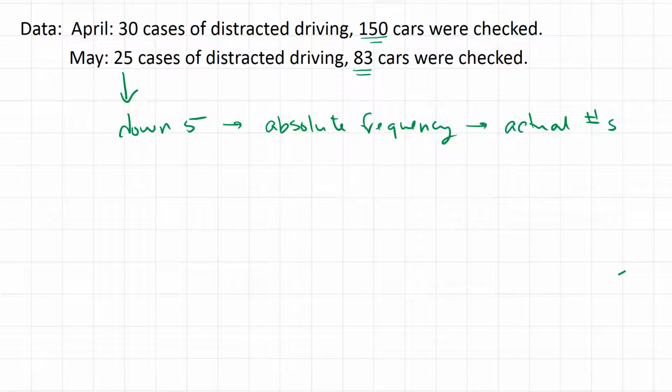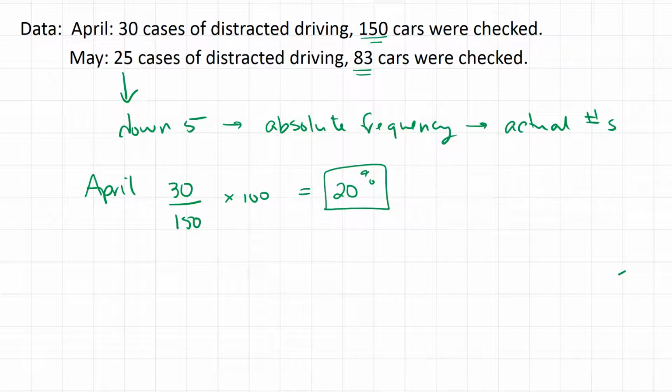So we're going to calculate the percentage of cars in April and May. So in April, it's 30 out of 150, and we multiply by 100 to get the percentage. And if you pick up your calculator and give yourself a hand with that, instead of doing it the long form, you'll get 20%. So 20% of the cars that were pulled over in April were distracted drivers. In May, there were 25 cars, so a little bit less, but they only pulled over 83 cars. And so that percentage works out to be 30%.